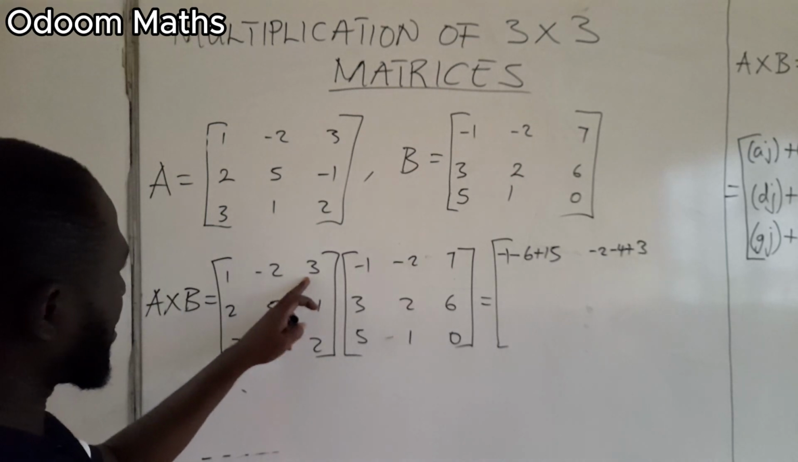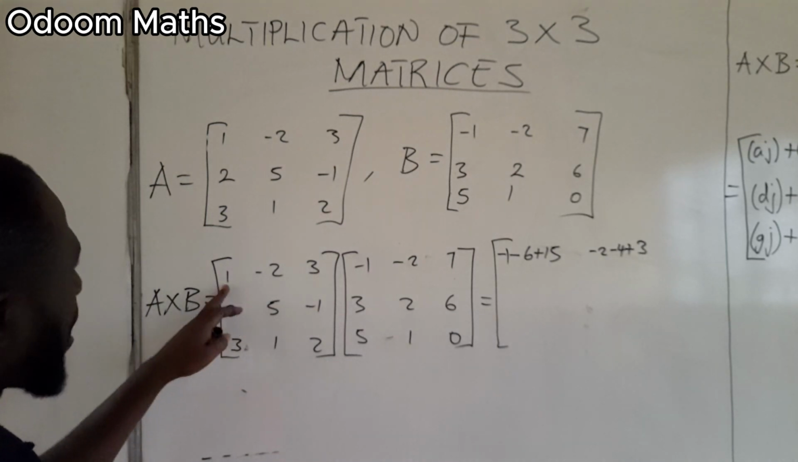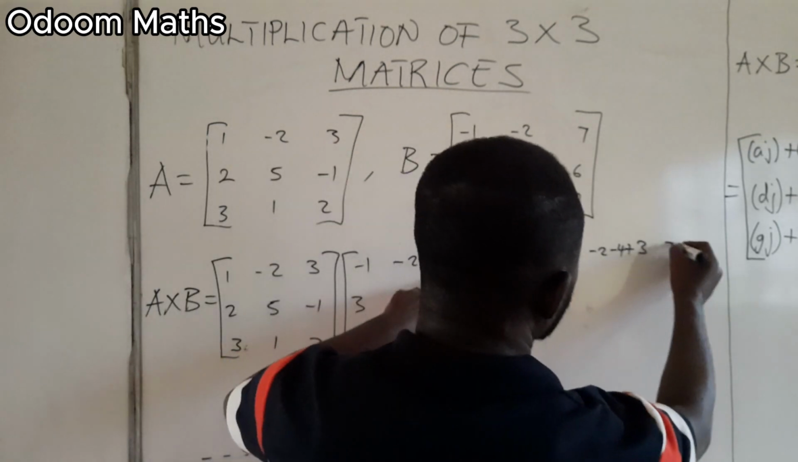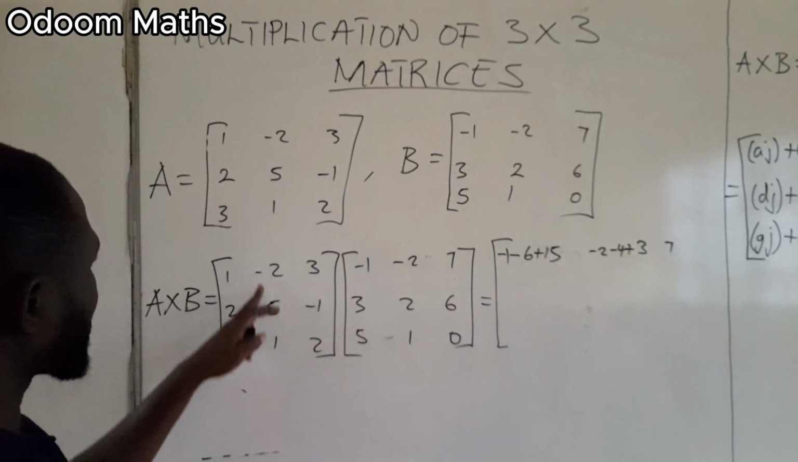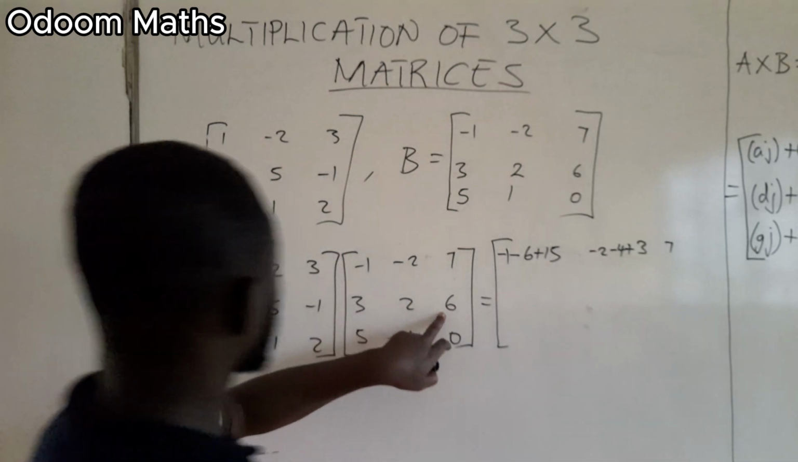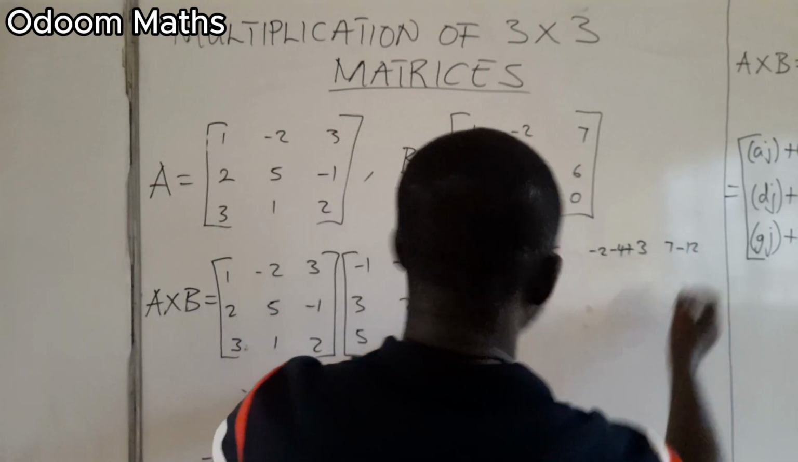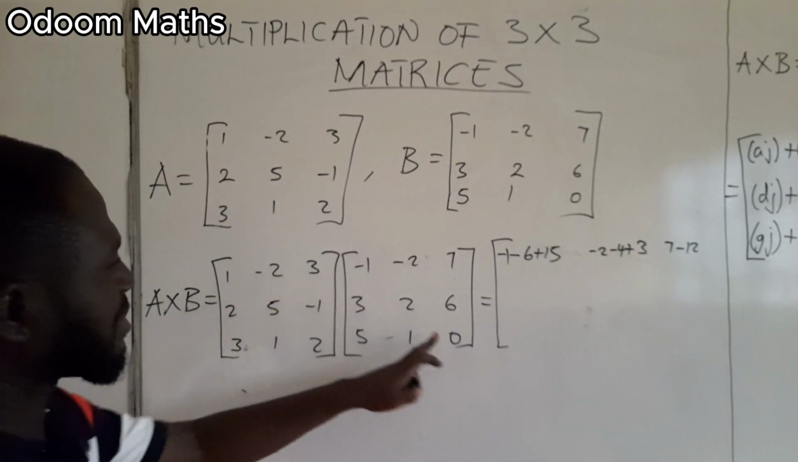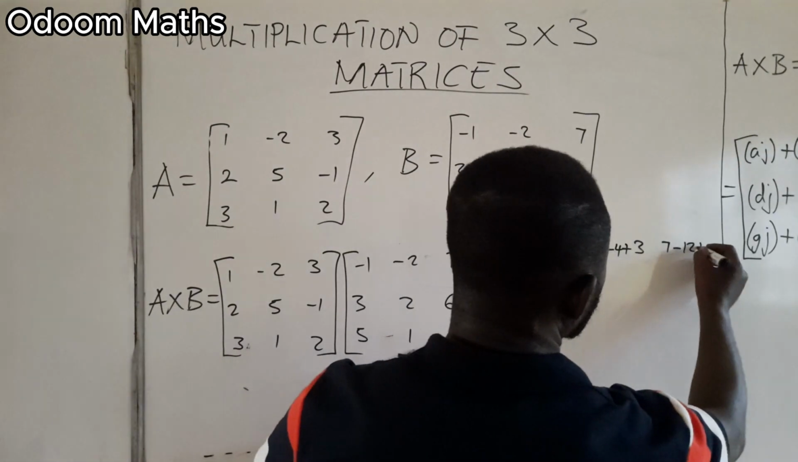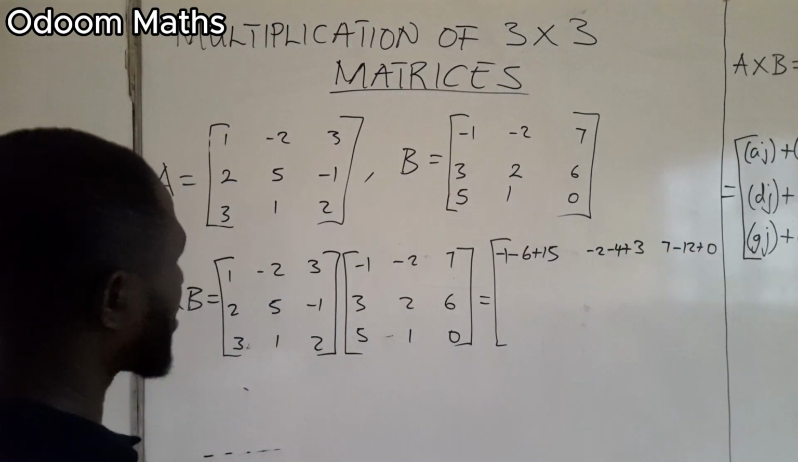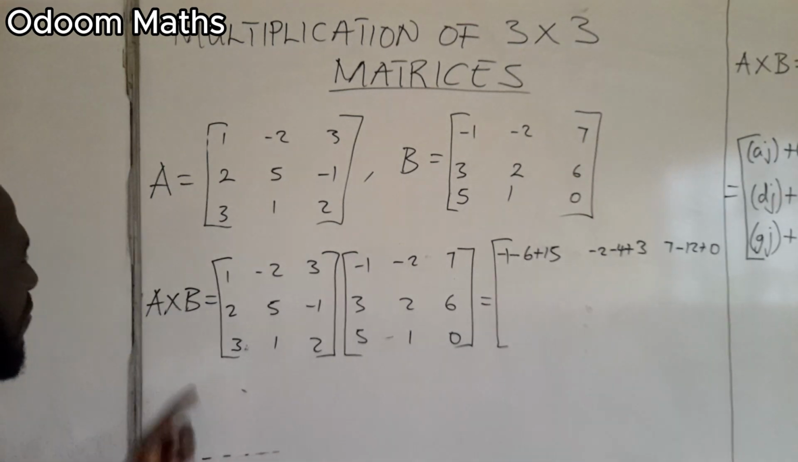Then 3, we take 1 times 7 is 7. Then plus negative 2 times 6 is negative 12. Then plus 3 times 0 will be 0. Okay, now let's do the procedure for the second one.